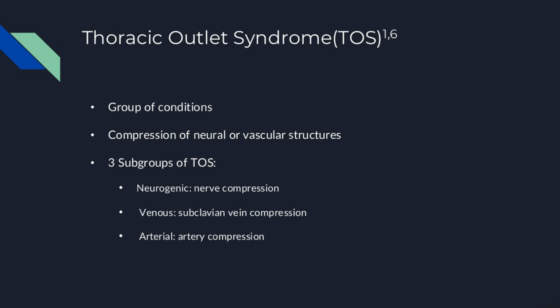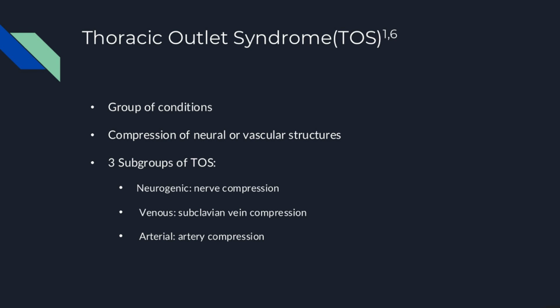TOS can be defined into three separate categories according to where the compression lies: neurogenic, venous, or arterial. Neurogenic TOS is the compression of the nerves of the brachial plexus at the scalene triangle. It's the most common, representing 95% of TOS cases.